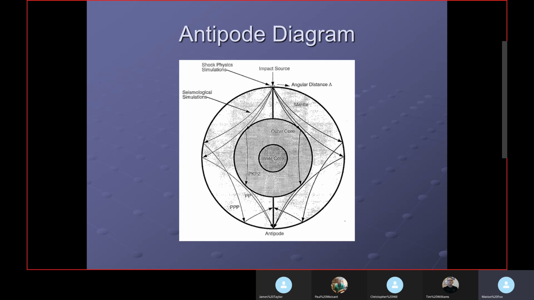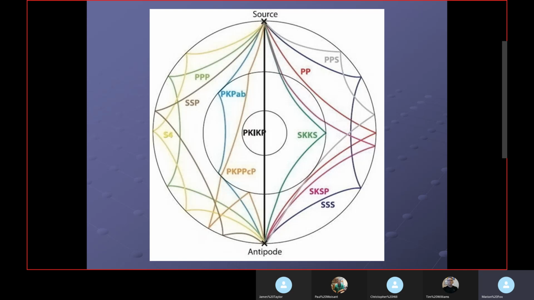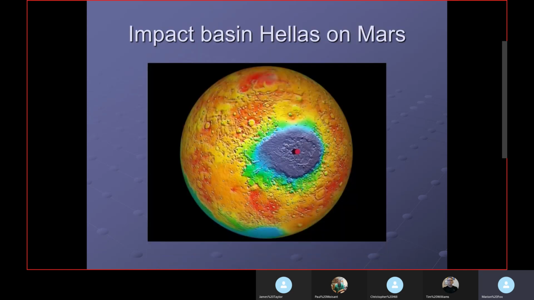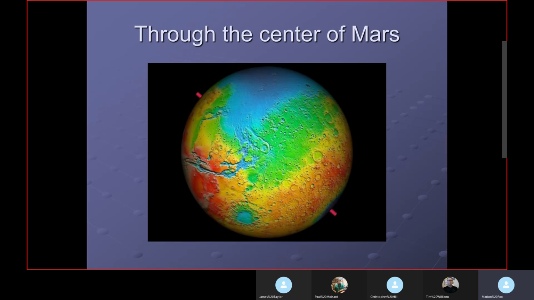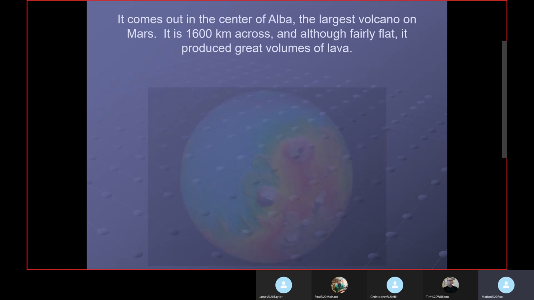Now, here's another antipode source, and this, of course, is spherical, and so they had to correct it. Here's one on Mars, the impact crater, and so we see the impact, and then the other side of Mars we see the antipode from it. So we have both through the center of Mars. And the impact, of course, goes directly through and has a welling up on the other side.